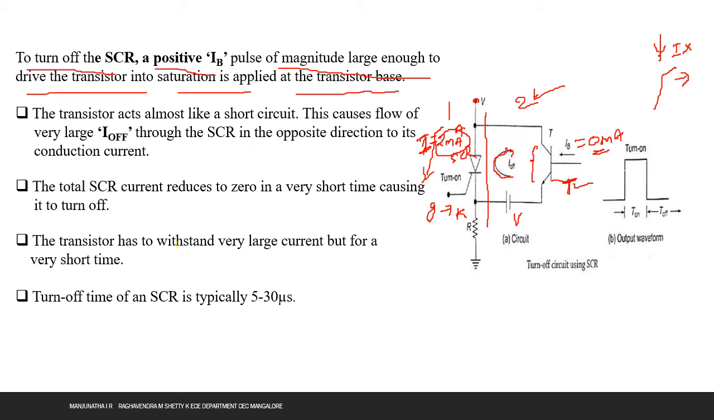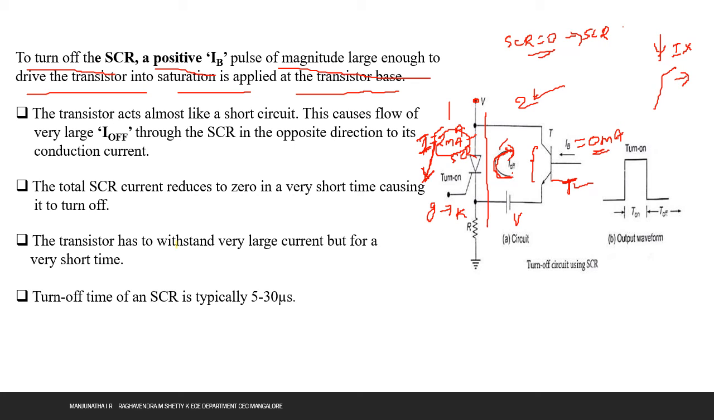Since both currents, in this direction and this direction, are opposite and have the same magnitude, 2 milliamps here and 2 milliamps here, what is the current across the SCR? It is 0. So in this way we are making the SCR fall into the turned off condition.